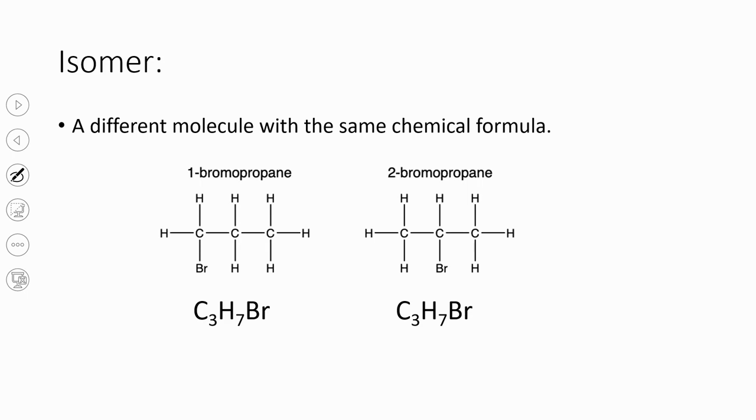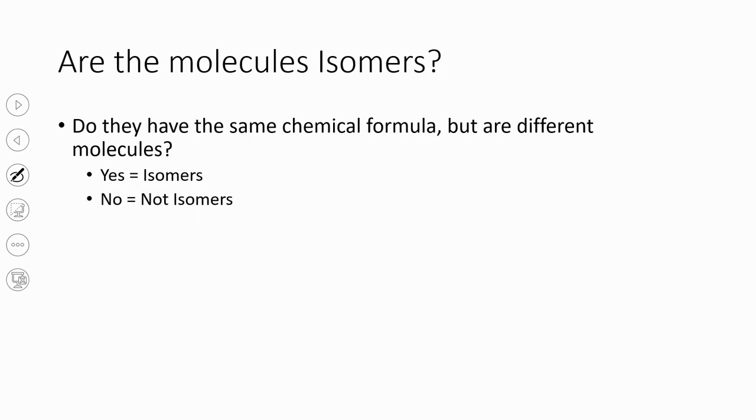So in this molecule, one bromine, bromo, same thing. We have the bromine at the 1 position. This bromine is at the 2 position. These are different molecules. They have different physical properties. They behave differently, but they have the same chemical formula. That's an isomer. So you have to identify if something is an isomer or not.